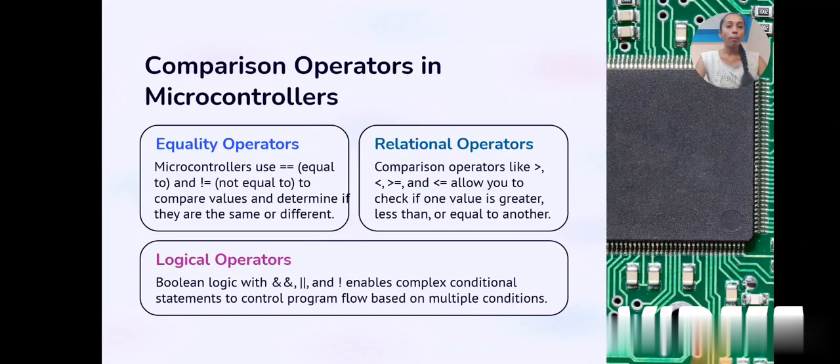Next, relational operators. It compares operators like greater than, lesser than, greater than or equal to, and lesser than or equal to, and it allows us to check if one value is greater than, lesser than or equal to another. Lastly, logical operators. Boolean logic with AND operator, OR operator and NOT operator enables complex conditional statements to control program flow based on multiple conditions.